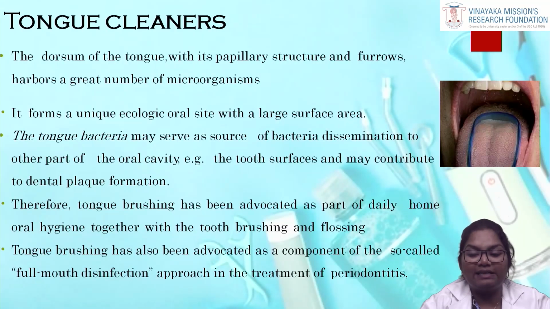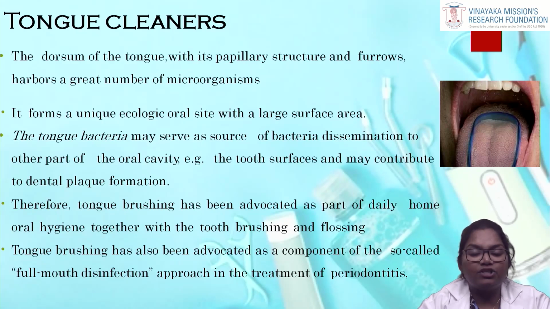Moving on to the tongue cleaners. The dorsum of the tongue, with its papillary structures and furrows, harbors a great number of microorganisms. We can see the tongue coating that is usually seen in patients. Patients who complain of halitosis are generally found to have tongue coatings. It forms a unique ecological oral site with a large surface area. The tongue bacteria may serve as a source of bacterial dissemination to other parts of the oral cavity, for example the tooth surfaces, and can contribute to dental plaque formation.